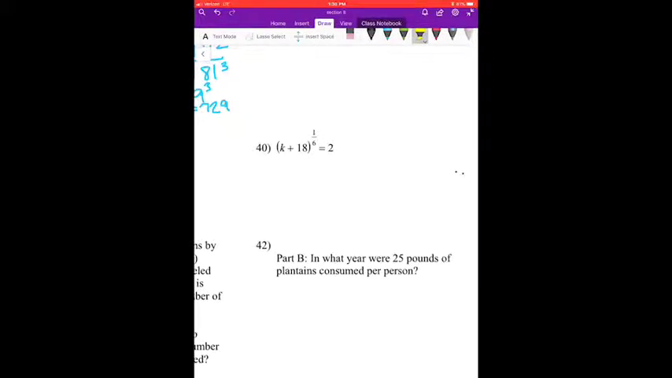Okay, so the parentheses are isolated, right? So what is the inverse of 1/6? 6 over 1, which is just 6. So 1/6 of 6 is just 1. So you're left with k plus 18 equals 2 raised up to the 6th power, which is 64. Subtract 18 from both sides. K equals 64 minus 18, which is 46. And of course you'd want to check that.